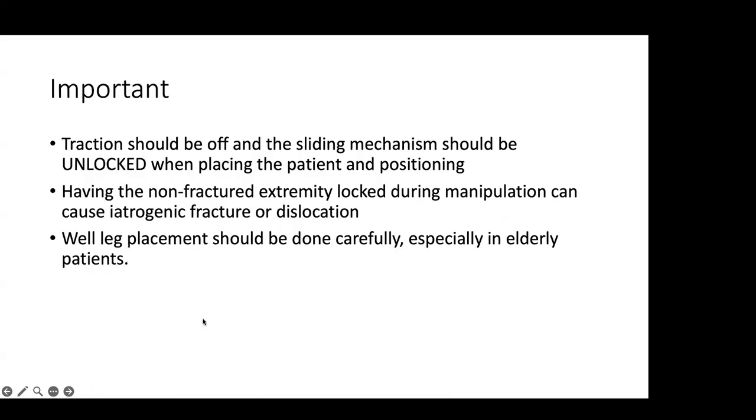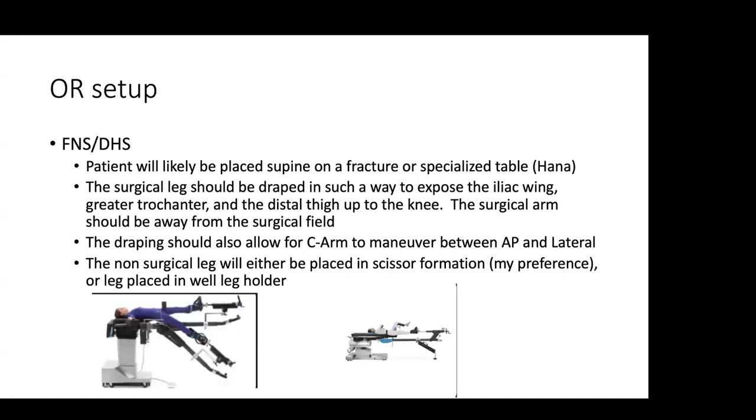Very important though, you have to make sure that the sliding mechanism is unlocked when you put the patient on the fracture table. If one leg is locked and one leg isn't, when you're maneuvering the leg, you will break the other leg, because it's very, very powerful. When you maneuver, let's say this is a patient that has no broken hip. If you extend one leg and this leg is locked, it will place an incredible amount of stress on both hips.